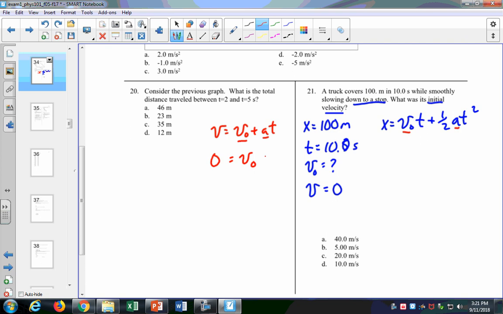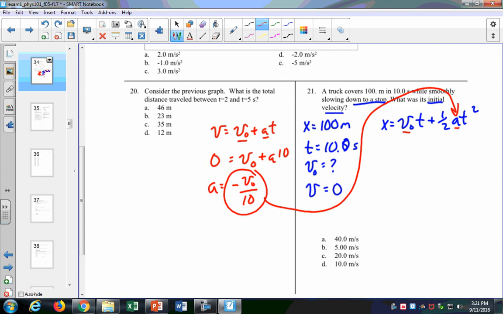0 equals v naught plus a times 10. And so what do I do here? Yeah, a is equal to negative v naught over 10. And then you would take this and you would substitute it in right here. Solving a system of equations. You should know how to solve a system of equations, right? You've had this in college algebra, I know you have.